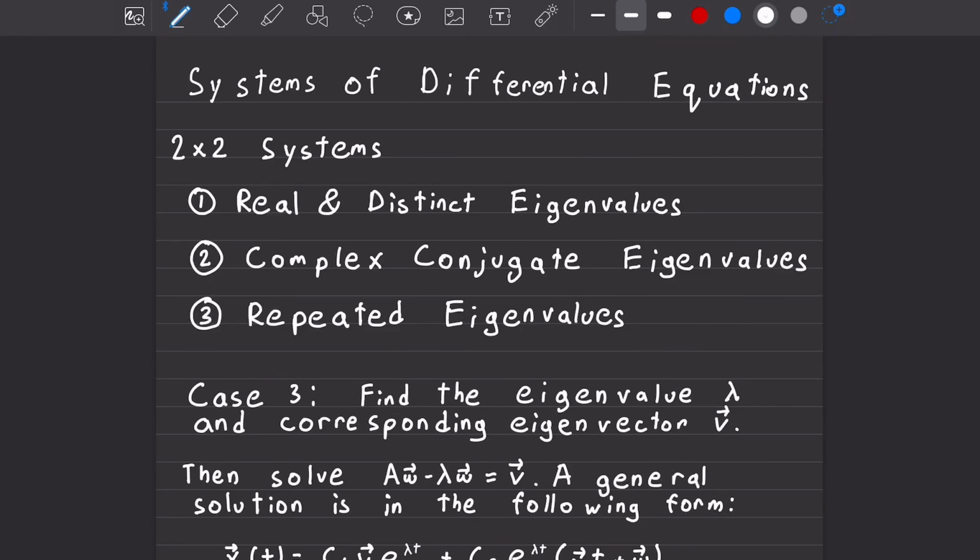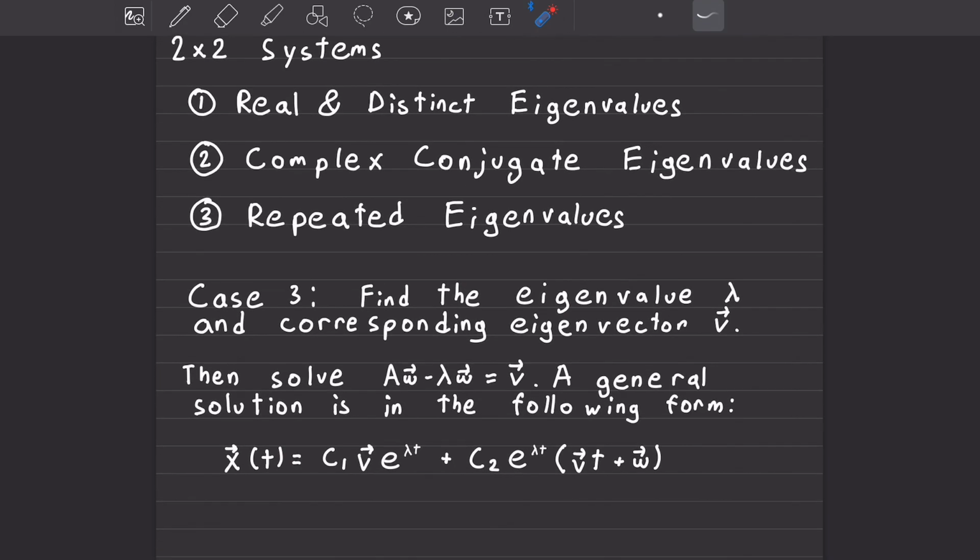Hello and welcome back to the final video in this three-part series on 2x2 systems of differential equations. Today we're going to be taking a look at the repeated eigenvalues case. This comes up when you only have a single eigenvalue in a 2x2 matrix, right? So here is our strategy, how we want to approach these problems.